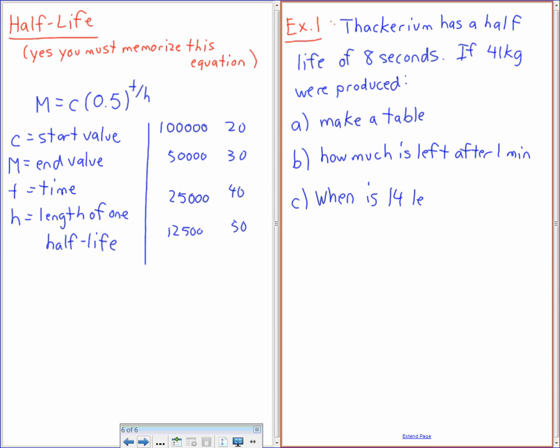Okay, this is a test question without the part A. The part A I'm going to include just to talk about it for a sec, okay? But on your test, it'll just be B and C. It'll say how much is left after 1 minute, so if you can't read, that's the question.